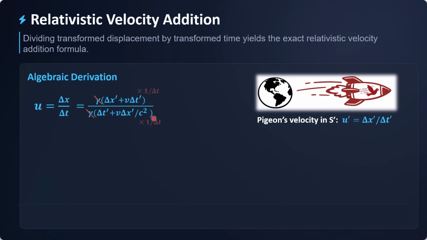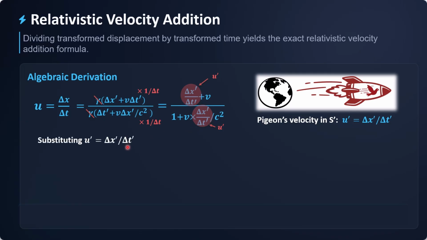Next, divide both the top and bottom by delta t prime. Since delta x prime over delta t prime is simply the pigeon's speed inside the rocket, u prime, we get u equals u prime plus v all over 1 plus u prime times v over c squared. You know, if you only look at the top part, u prime plus v, it looks just like the regular speed addition you learned in basic physics, right?